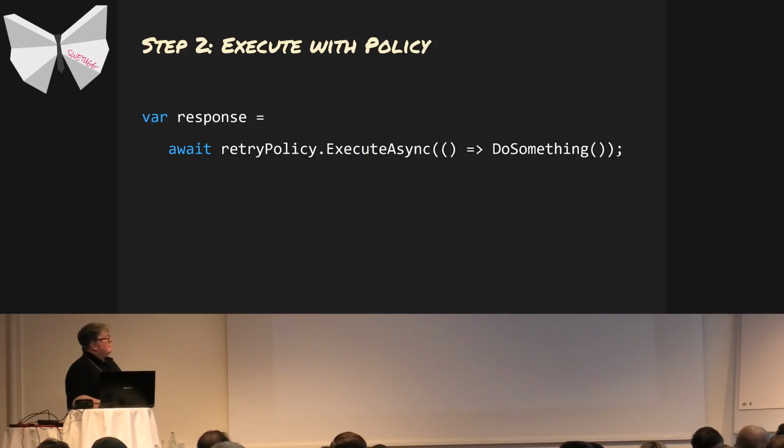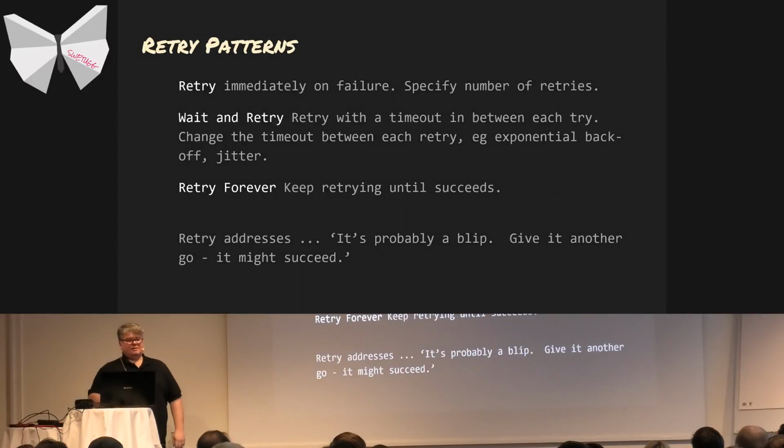And then step 2 is to execute code using the policy. So you're essentially using the policy and wrapping all of your code into that. So if it's a block of code, or if it's a method or whatever, an action, a func, doesn't matter. You do something within the context of the policy. All right, so let's go over the retry strategy patterns. There's just a single retry immediately, and you can specify a number of retries. There's a wait and retry, which has a little timeout between each retry. And then there's retry forever, which just keeps retrying without any kind of cancellation.